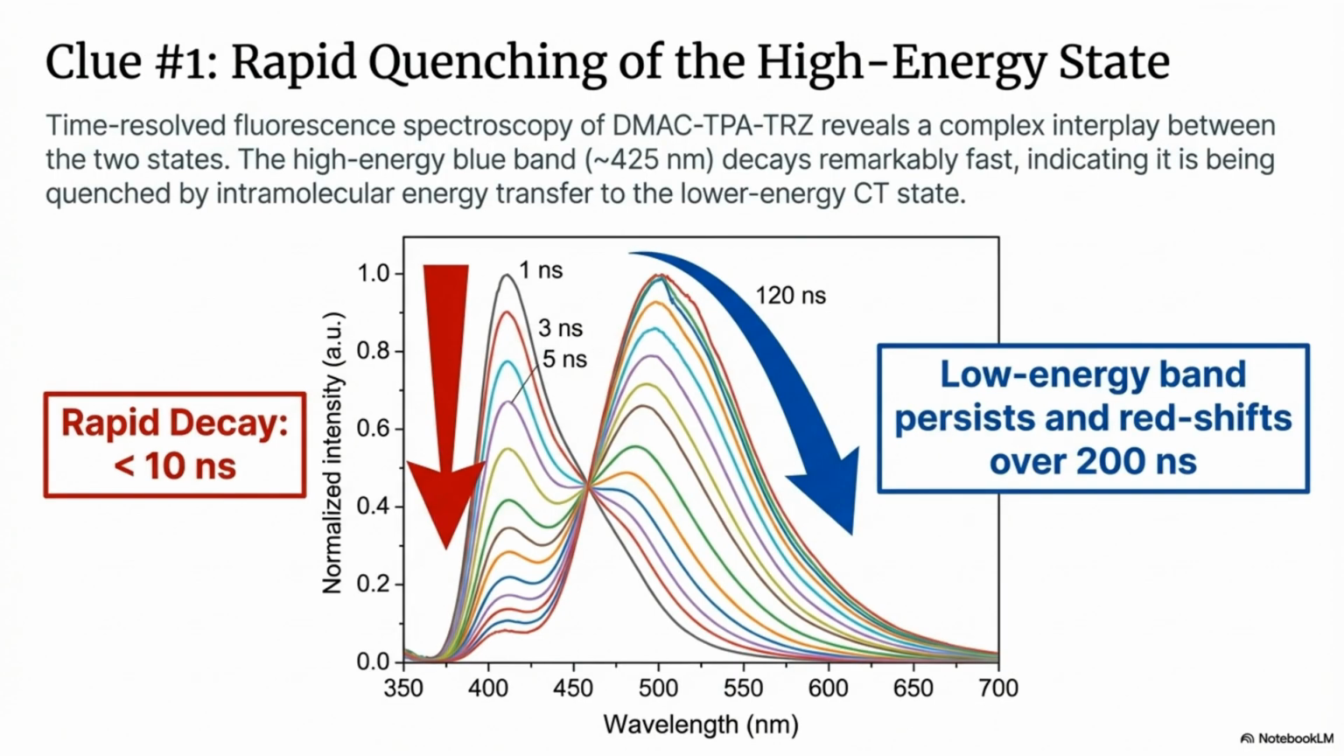Time-resolved fluorescence spectroscopy shows the high-energy blue band decays quickly, in less than 10 nanoseconds. This suggests quenching via intramolecular energy transfer to the lower-energy CT state. The low-energy band, however, persists and redshifts over 200 nanoseconds.